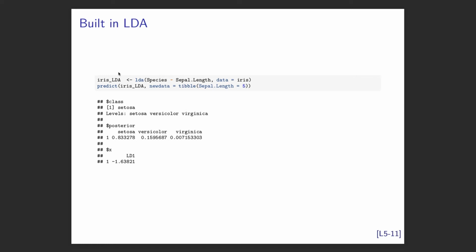Then I wanted to predict for new ones, so I said predict, I gave it the LDA, and I had to give it some new data, so in this case, a new little data frame with the sepal length equals 5, and it spits out, and it says the class is setosa, which agreed with ours. It's got the posterior probabilities. It actually takes that discriminant analysis and converts it to a posterior probability. I didn't bother doing that with mine.